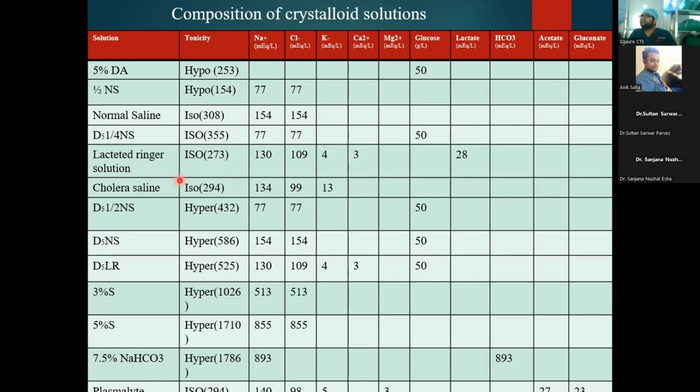Because during AKI or AKI on CKD or in CKD, the patient is acidic. So when we use more normal saline, it also develops more acidity. So the choice of fluid is Hartmann solution.